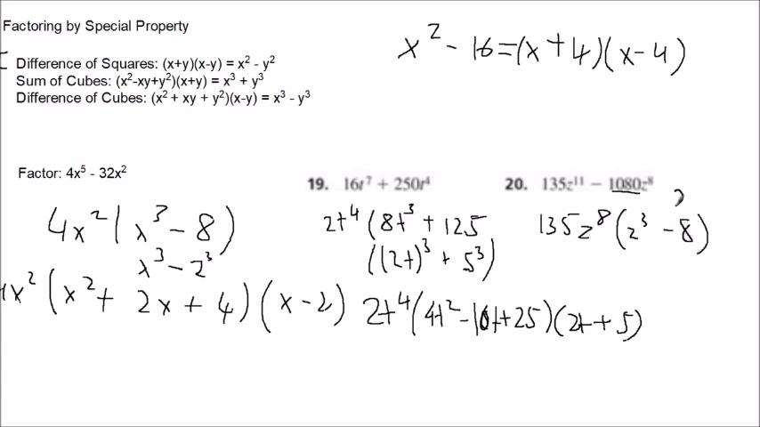Minus 8 is minus 2 cubed. So we'll have the same thing as x cubed minus 2 cubed. This time we have z cubed minus 2 cubed. So we'll have 135 z8, and then z cubed minus 2 cubed will be z squared plus 2z plus 4, and then since it's x minus 2, we'll have z minus 2. And that is the answer.